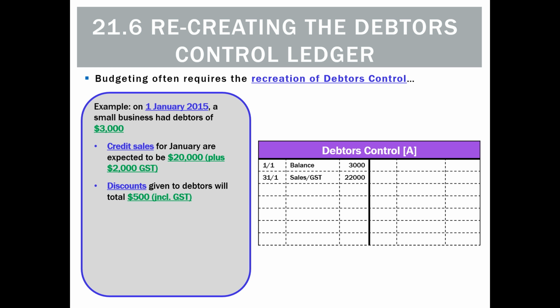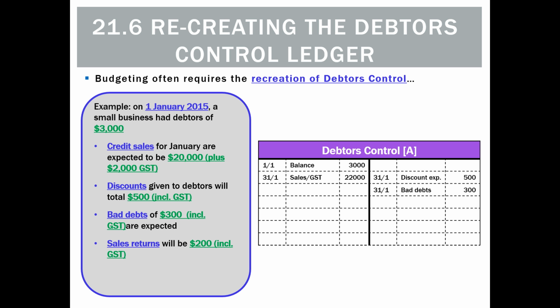Our guess is that discounts given to debtors will be $500, and that includes GST. So that'll make debtors go down, so that'll be a credit. We've also budgeted for bad debts to be $300, including GST, so that'll make debtors go down, so that'll be a credit. Sales returns are going to be $200. Based on our estimate, we think there'll be sales returns of $200, including GST, so that'll be a credit.